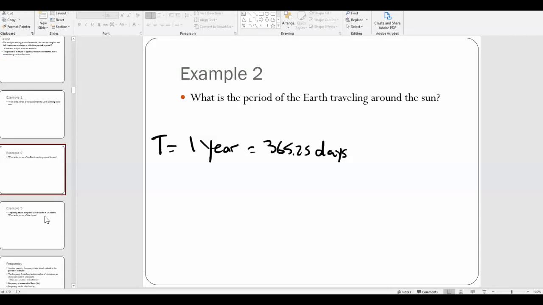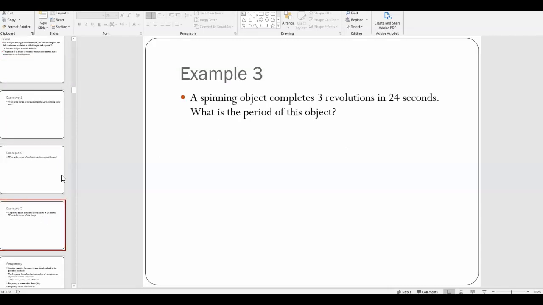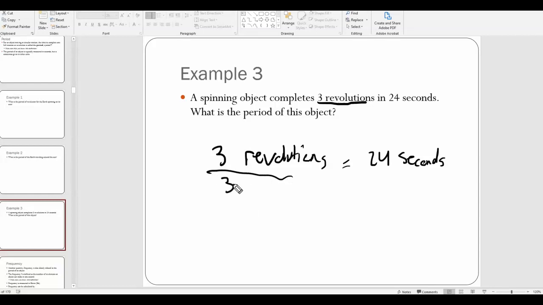One more quick example of period. Example 3 says a spinning object completes 3 revolutions in 24 seconds. What is the period of this object? This is a very easy question as long as you know the definition of period. Definitions are important. We're told that it goes around 3 times, 3 revolutions, in 24 seconds. By definition, the period of an object is the time it takes to complete 1 revolution. So if we want 1 revolution, we divide this by 3, which gives us 8, and so the period of this object would be 8 seconds.